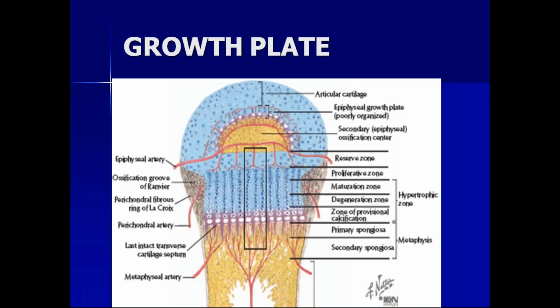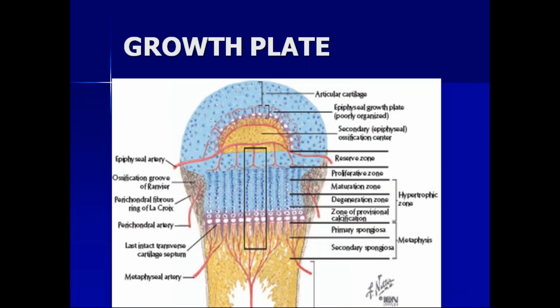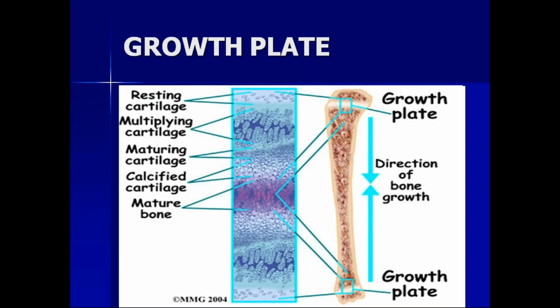This is the structure of the growth plate, where you can see the articular cartilage area. That side is the reserve or germinal zone, and then you have the proliferative zone, maturation zone, and then the zone of provisional calcification. Calcification occurs towards the shaft of the bone, not towards the joint. That is the arrangement of cells. Again, I am repeating: germinal zone, proliferative zone, hypertrophic zone, and then zone of calcification.